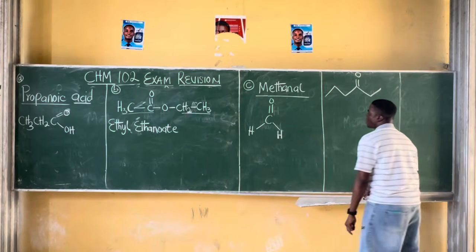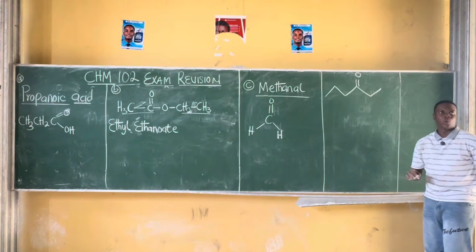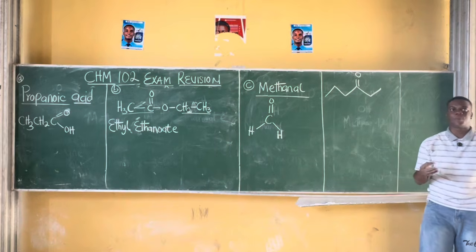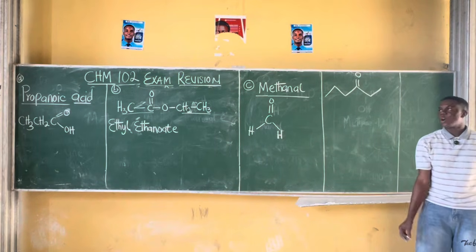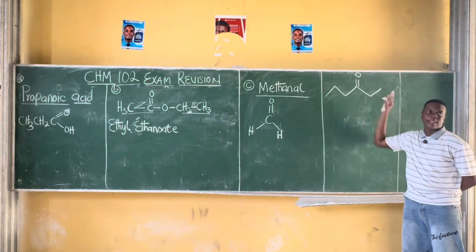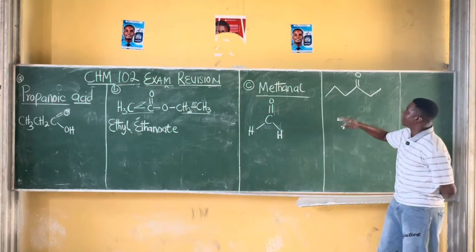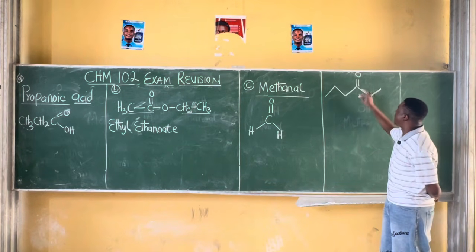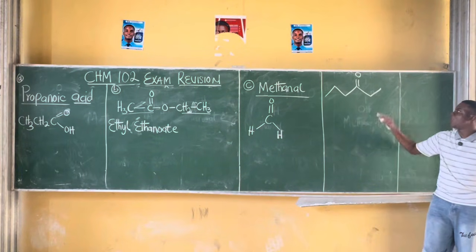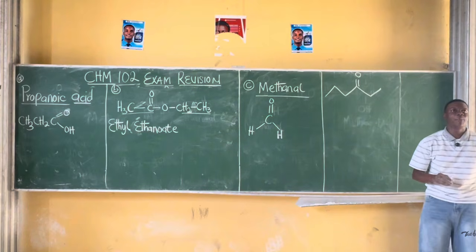Then this one, they say we should name this one. You can see the double bond to oxygen points us to a carbonyl compound. But which kind of carbonyl compound will this be? This definitely has to be a ketone because of the double bond to oxygen and alkyl groups on the left and the right. So what ketone is this? Let's count the carbons: 1, 2, 3, 4, 5, 6. 6 carbons. But you can see that the oxygen is located at carbon 3.